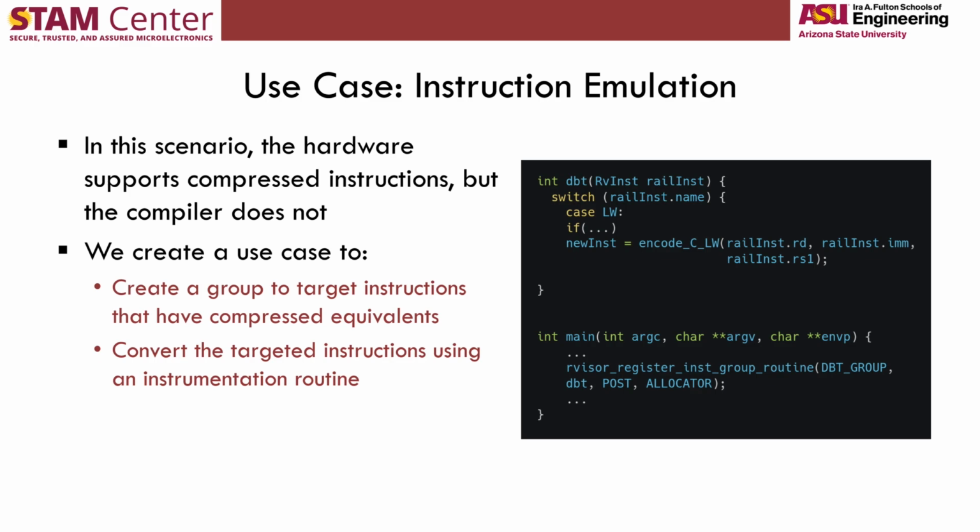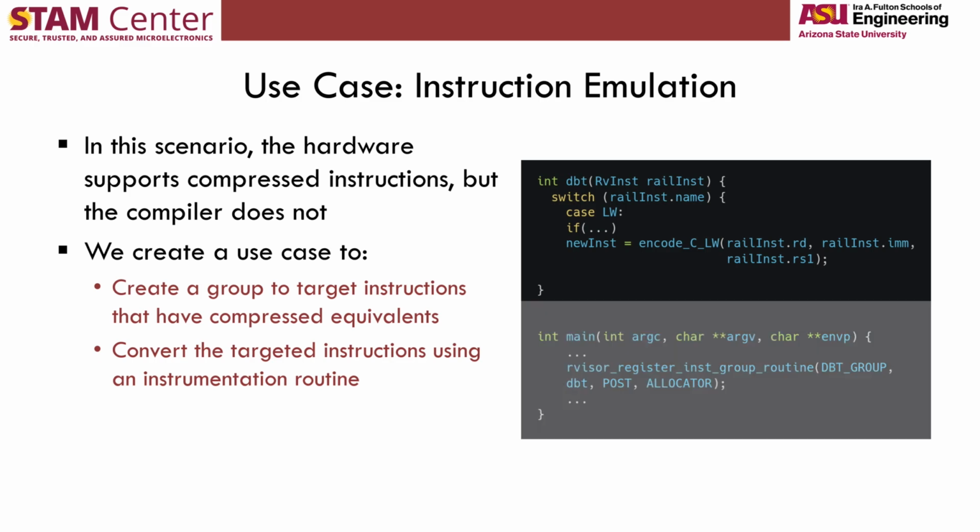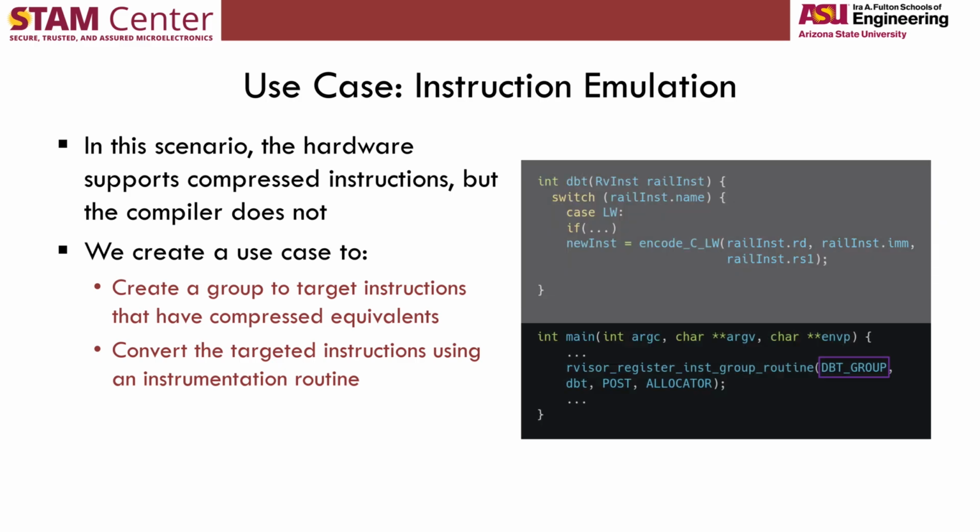Next, within our instrumentation routine, we start by using the routine to match the various uncompressed instructions and replace them with their compressed equivalent. Then within our main function, we invoke the instrumentation routine whenever we encounter the DBT group, and this helps provide lower overhead than us running the instrumentation routine on every instruction that we encounter.